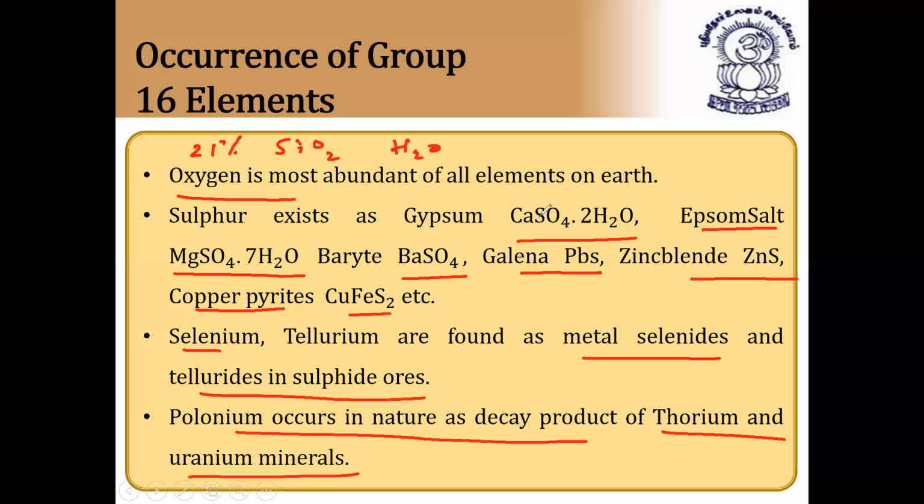Out of all these elements, polonium is radioactive. Its properties are stated separately, because a radioactive element undergoes decay and forms alpha, beta, gamma radiations. In this, we'll study mainly oxygen and sulfur. Oxygen and sulfur are non-metals. Selenium and tellurium are metalloids, found as metal selenides and tellurides in sulfide ores. I hope it is clear. So this is the introduction and occurrence of group 16 elements.